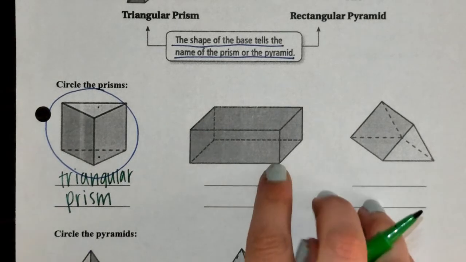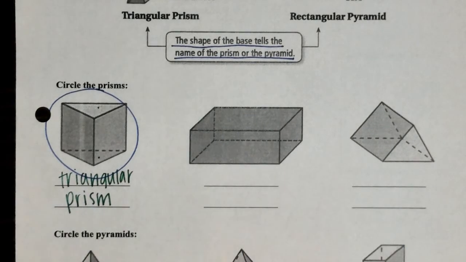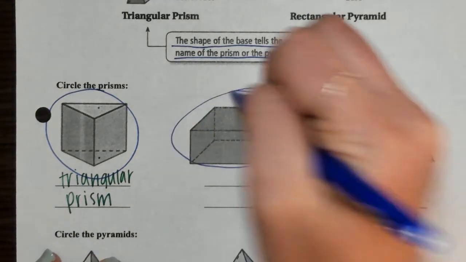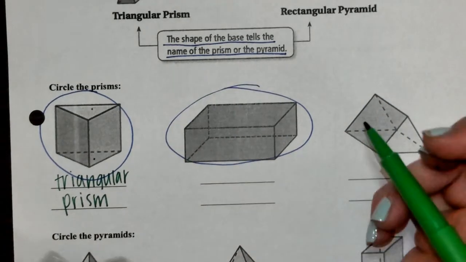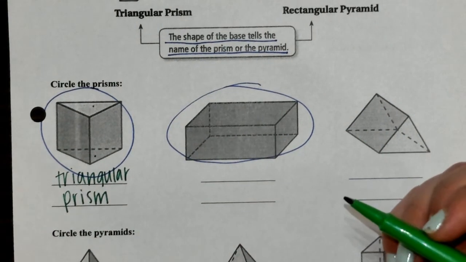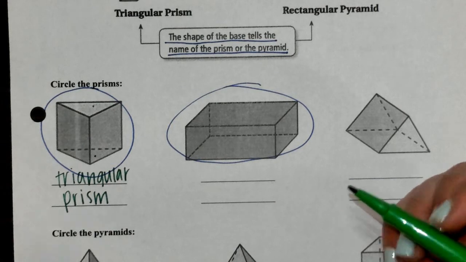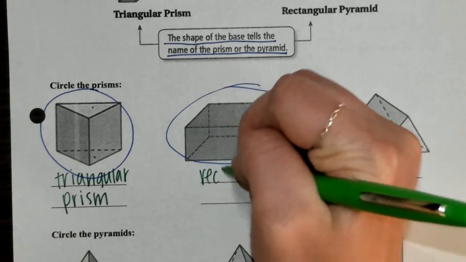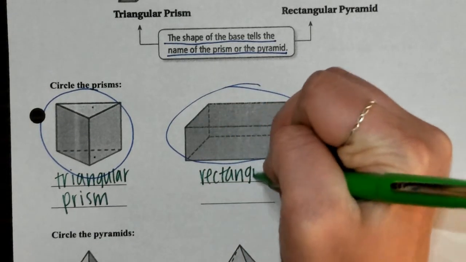What about this one in the middle? Raise your hand if you think it's a prism. Raise your hand if you think it's a pyramid. Good. It is a prism. So go ahead and circle it. What's this one going to be called? What kind of prism is it, Layton? Rectangular prism. Good.